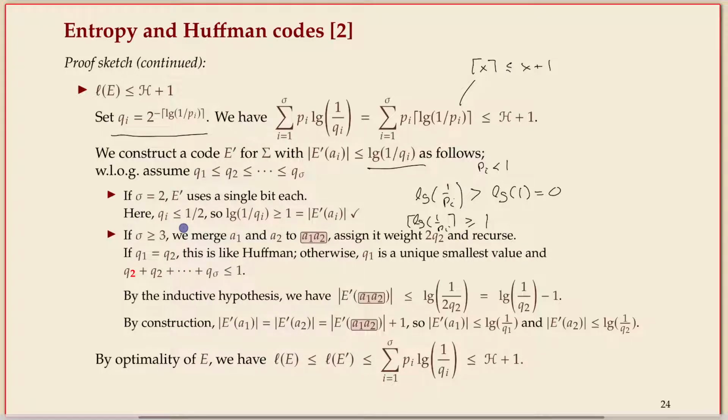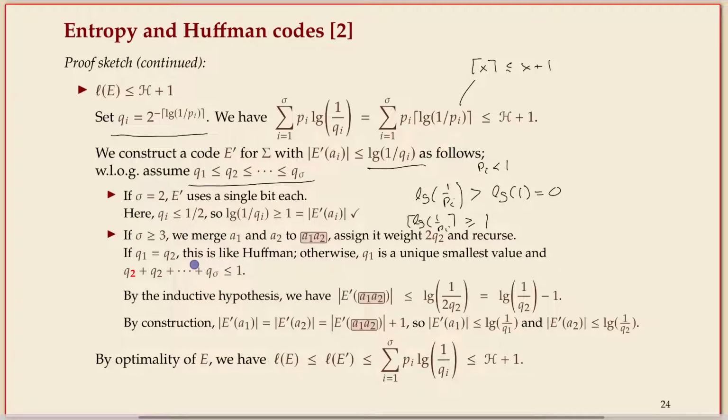In terms of the code, there's not much you can do anyways. If you have at least 3 characters, then we assume that they're sorted by weight. So A1 and A2 are the least frequent ones. That's a trick you know from Huffman before. So we merge those two into one character, but now we assign it a new weight, which is just twice the second weight. So we make the weight a little bigger than what Huffman would have used. And then recurse as in Huffman's code.